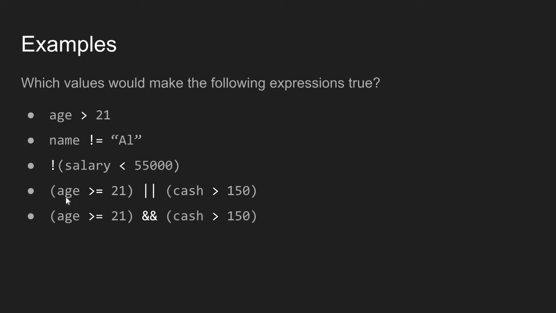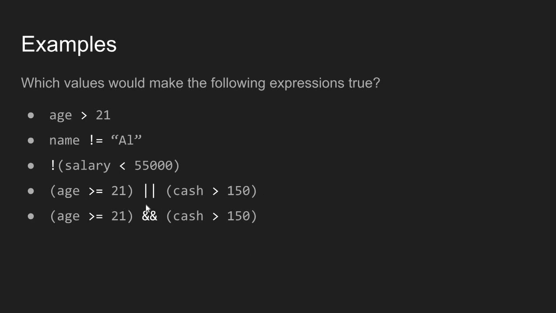All right, next example here. Here I have a logical operator OR combining two expressions. The age is greater than or equal to 21, OR cash is greater than 150. Now the OR operator will produce true if either side is true, or both are true. So any age value that is 21 or higher would produce a true for the entire expression, regardless of what the cash value is. And here, any cash value that is 151 and higher would produce true, regardless of whatever the age value was. So in this case, either of these expressions can be true for the entire expression to be true.